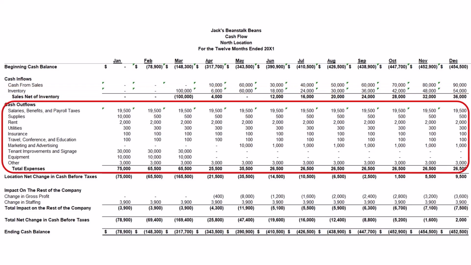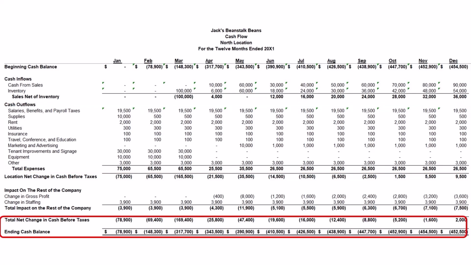The cash outflows for expenses are similar to the net contribution statement. One difference is that the depreciation line on the income statement is replaced with the cash paid for tenant improvements, signage, and equipment. Once again, I assumed Jack used cash on hand for these and did not finance them. There may have been a tenant improvement allowance in the lease that offsets some of the total cost of the tenant improvements. There is no debt on the balance sheet. The impact on the rest of the company is the same as the contribution statement. All of this totals to the net change in cash flow.